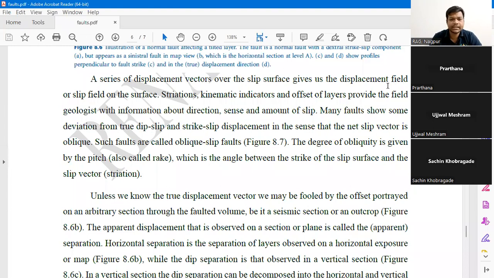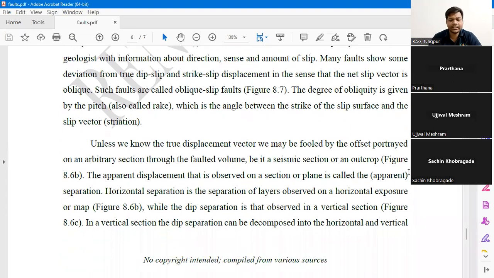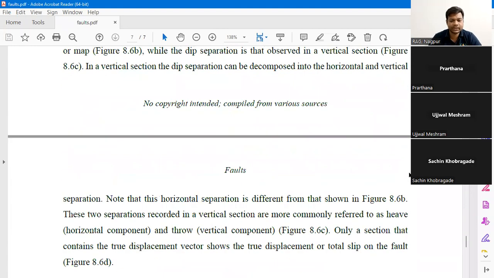This is all given. Whatever I've told you so far is written in these long paragraphs. You can read it when I upload these notes.